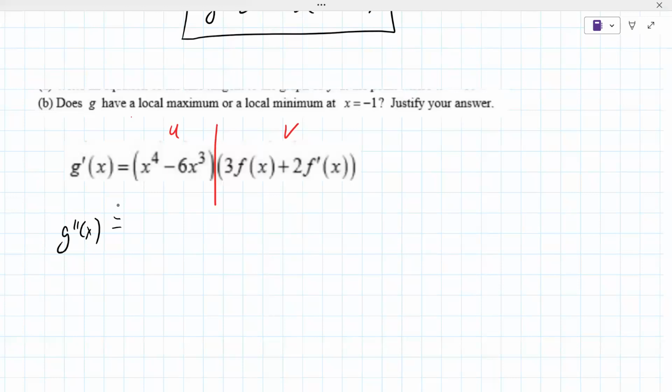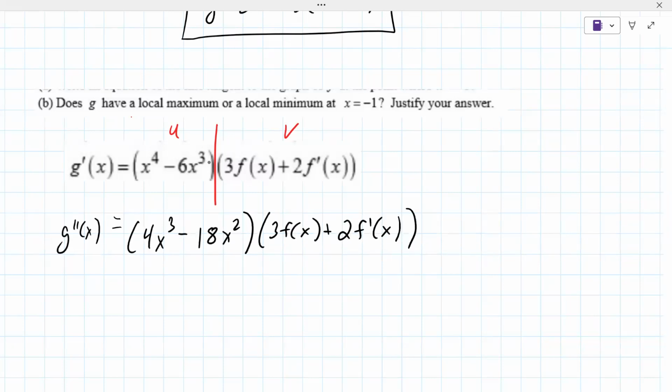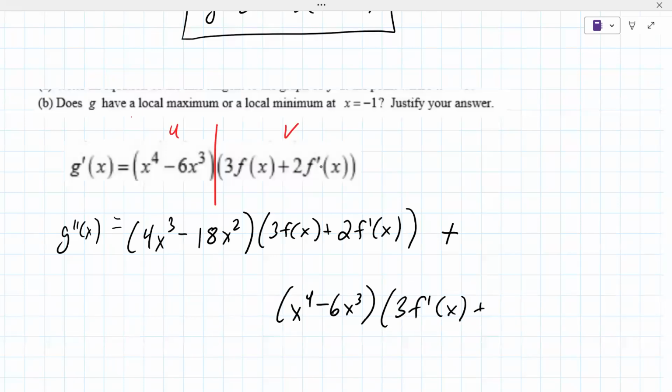All right, so give me the derivative of u. What's the derivative of x to the fourth minus 6x cubed? 4x cubed minus 18x squared. Okay, keep the second, so 3 f of x plus 2 f prime of x, plus now we're going to keep the first. The derivative of f of x is f prime of x. The derivative of f prime of x is f double prime of x. Even though it may look odd, you just say its derivative is the derivative.